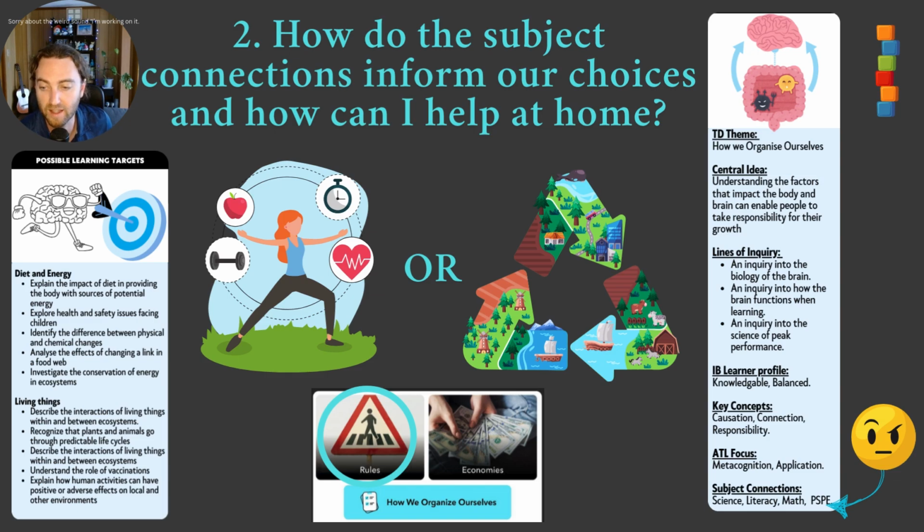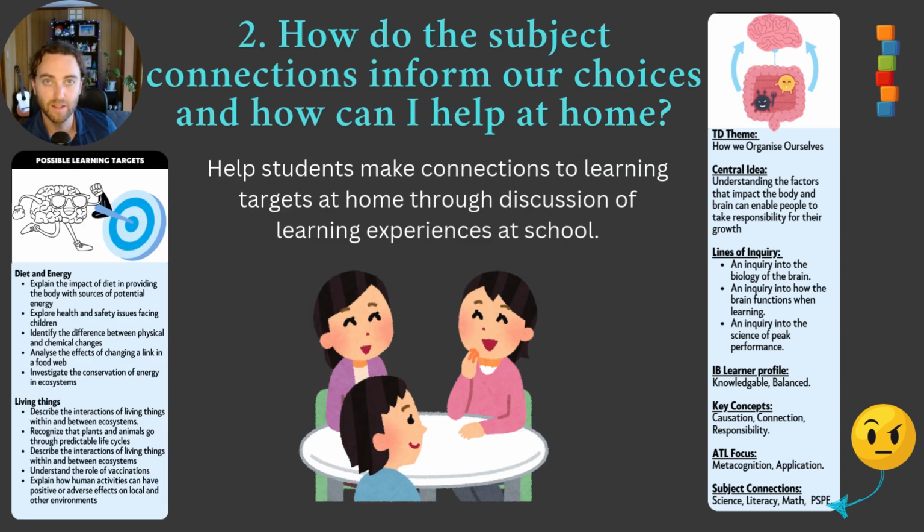So teachers will look at these learning targets to help them make connections to other subjects. We might look at the PSPE scope and sequence and see where active living can enhance students' learning experiences. We might use a little bit of math when we're doing some heart rate measurements or some timing measurements, and we might use literacy skills as well when writing down an outline of what we've been learning. So the best way that you can help with this is, again, having conversations with your child and helping them to make connections to the learning targets at home through your discussions.